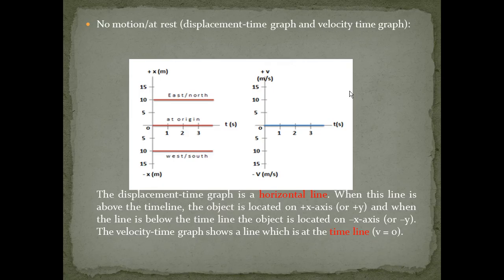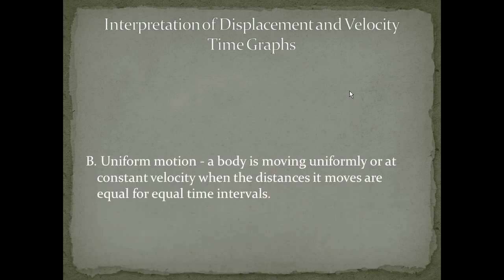Okay, so the displacement time graph is a horizontal line. When this line is above the timeline, the object is located on the positive x-axis or y. When the line is below the timeline, the object is located on the negative x or negative y. The velocity time graph shows a line which is at the timeline for velocity equals 0.